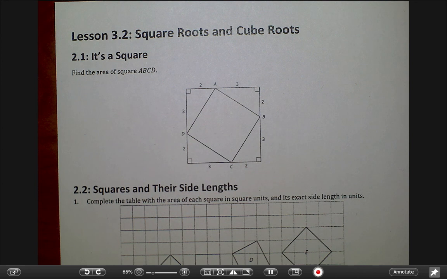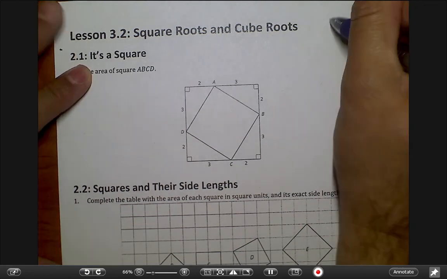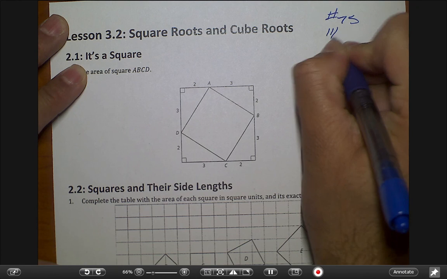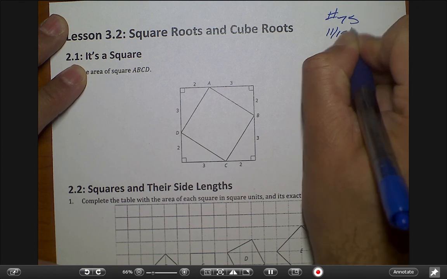All right, so this is my 5th hour class. We're doing lesson 3.2. So 3.2. Okay, we're going over this. Now this is going to be hashtag 75. So please make sure you are labeling these things as we go. And today's date is 15.